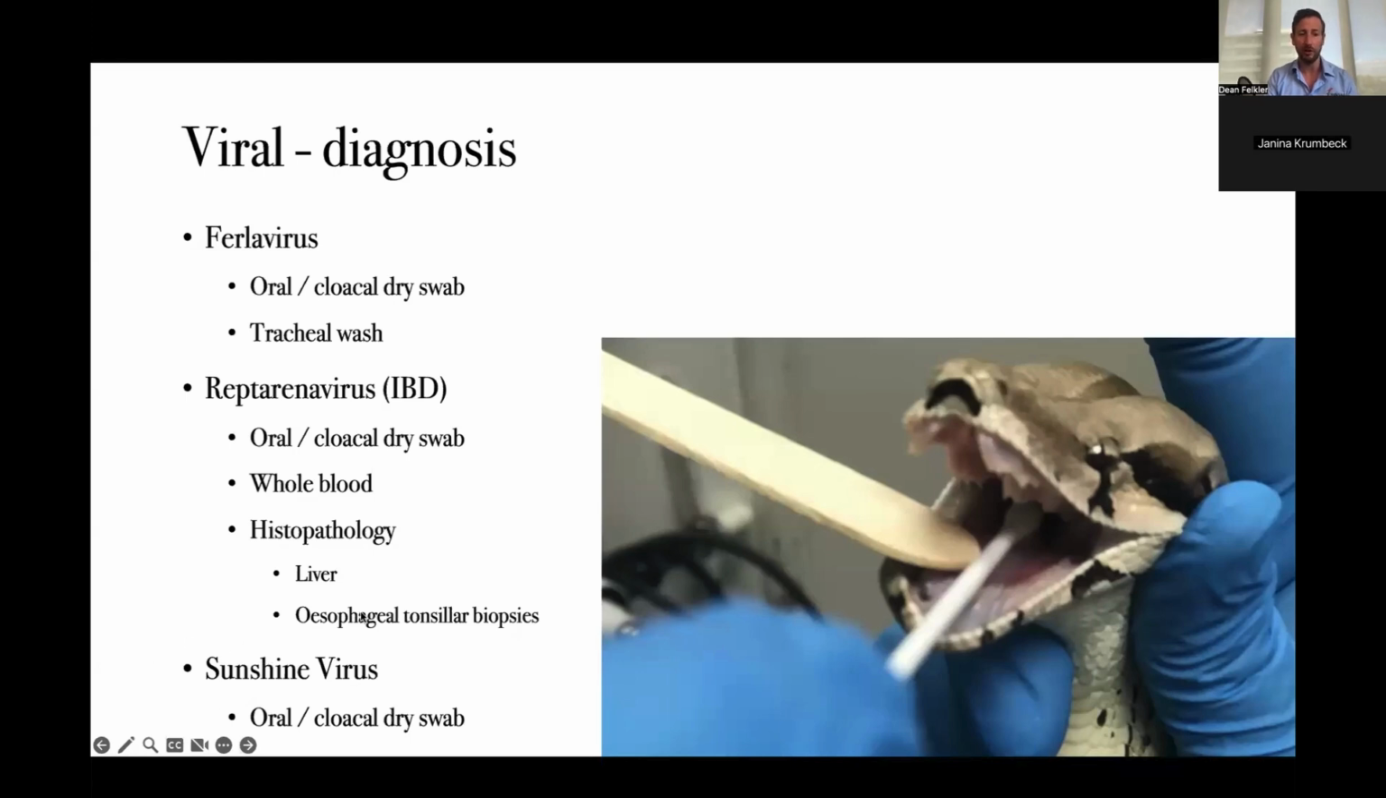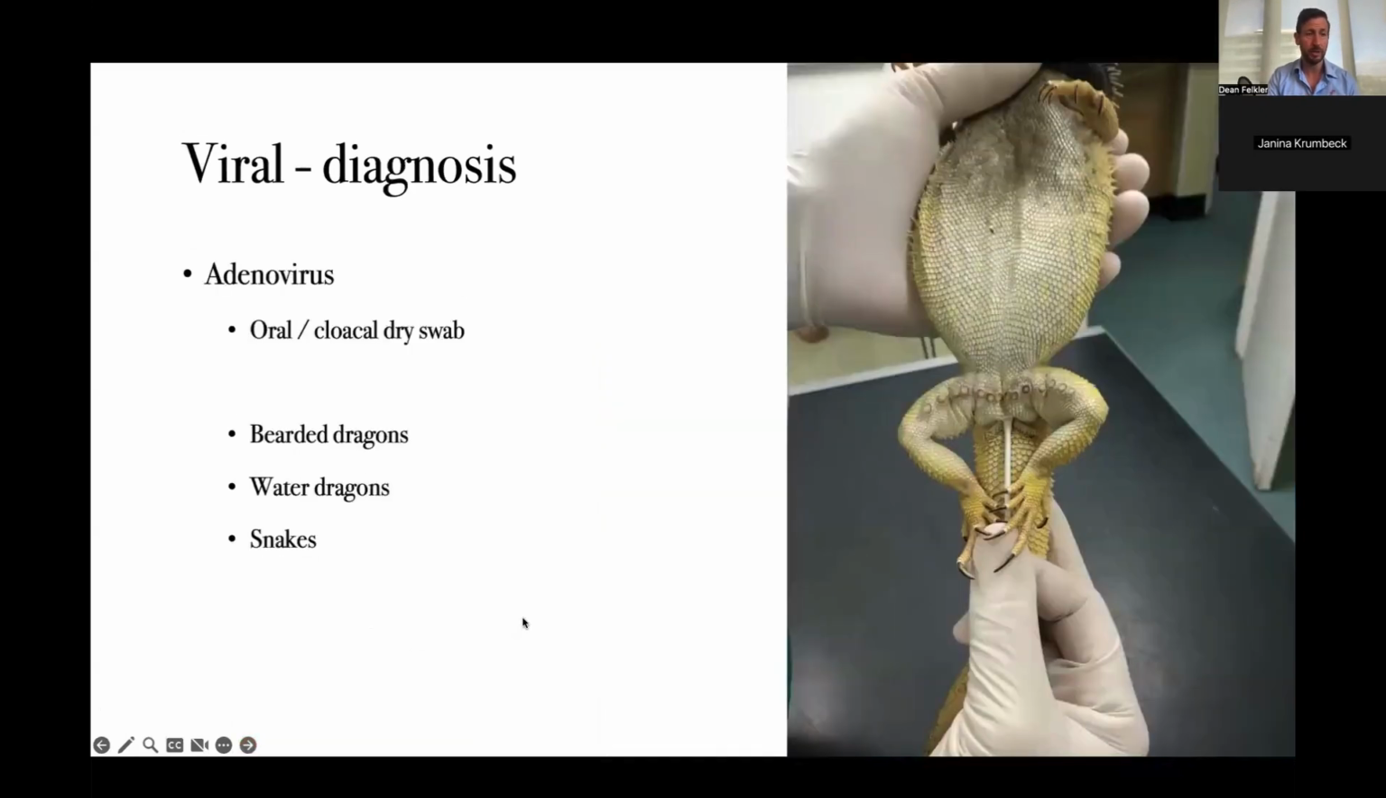And then sunshine virus, again, another respiratory infection, mainly Australian pythons is what this affects. And again, you want your oral and cloacal swabs for this. Adenovirus, obviously another big one, mainly occurs in bearded dragons, water dragons, and snakes, which is where we tend to see it in clinical practice. However, lots of different species can get affected. But those are what we see in clinical practice a bit more. And again, oral and cloacal dry swabs to diagnose on PCR.